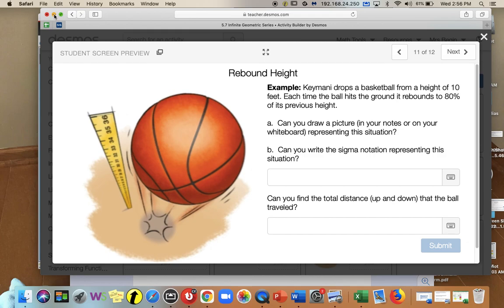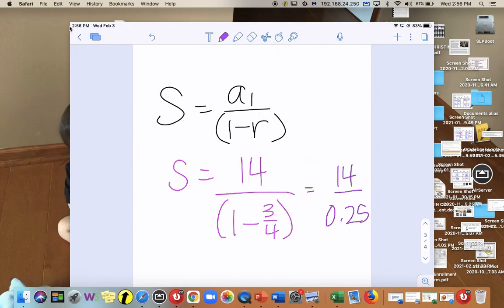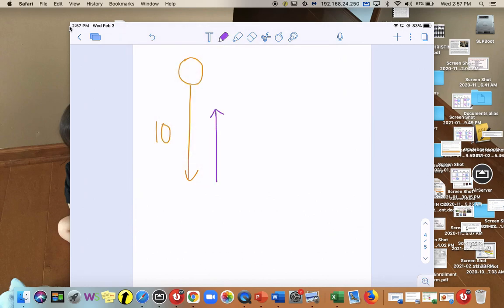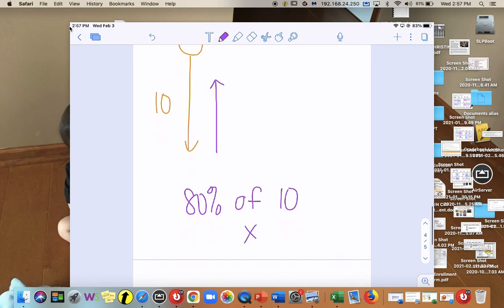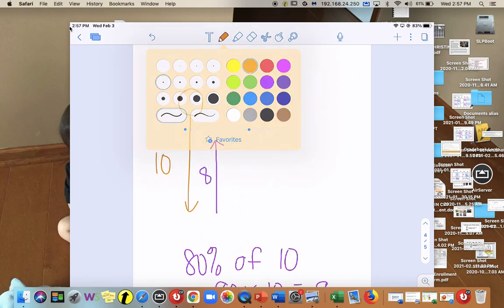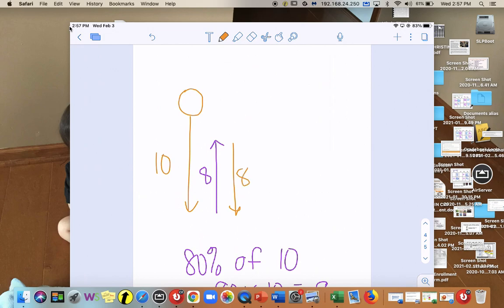Okay, so first the diagram or the picture of this, dropping the ball from a height of 10 feet. So here's the ball, and I'm dropping it from a height of 10 feet. So it goes down 10, but then it bounces up 80% of its original height. So if it bounces back up 80%, that's 80% of 10 feet. And of in math means times. And again, whenever you have a percentage, change it to a decimal. So this is 0.8 times 10, which is 8. So that ball will bounce up 8 feet, and when it bounces up 8 feet, it will also bounce down 8 feet, right? Because it will drop the same height.